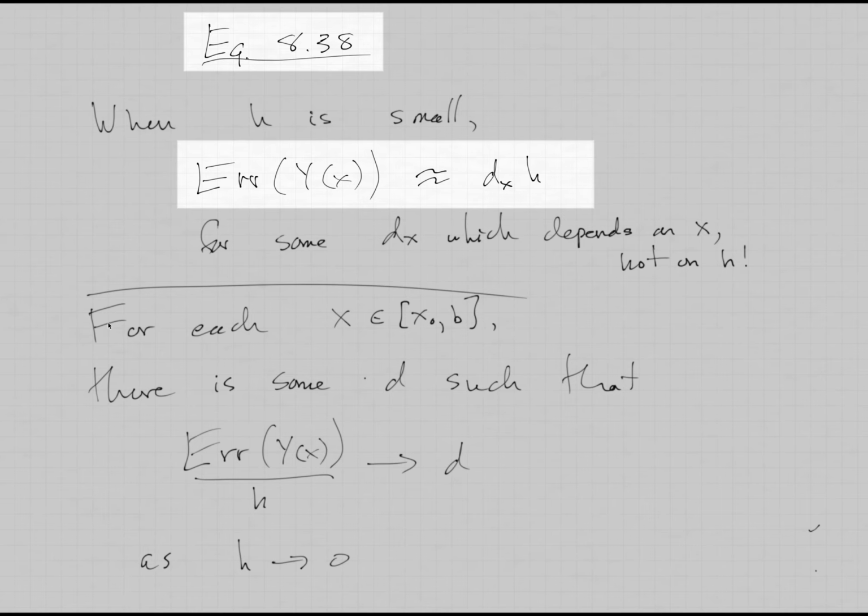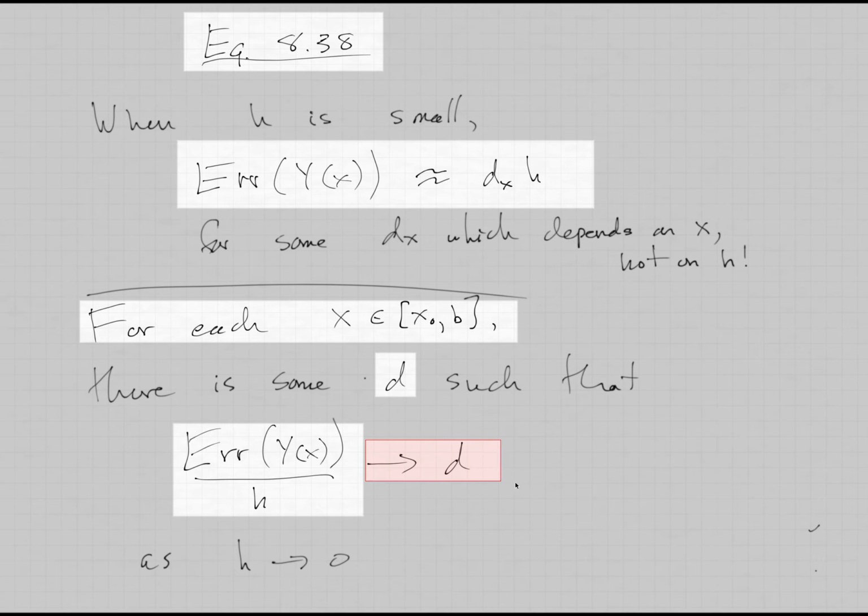Another way to put it, we could say that for each x in the interval on which we're working, from x0 to b, there is some constant d such that when you divide the error by h, the limit is going to be d as h goes to 0. Right? So the ratio between the error and h approaches some fixed constant in the limit.